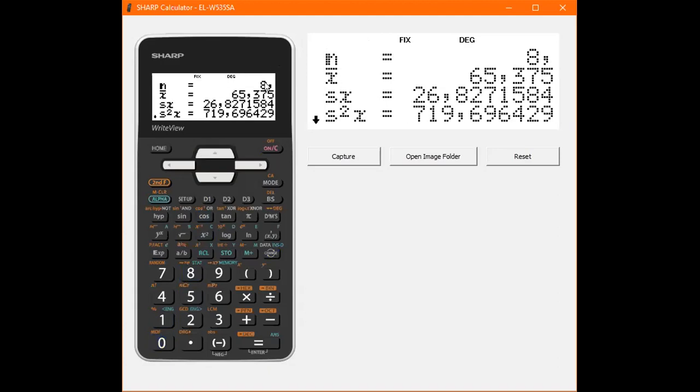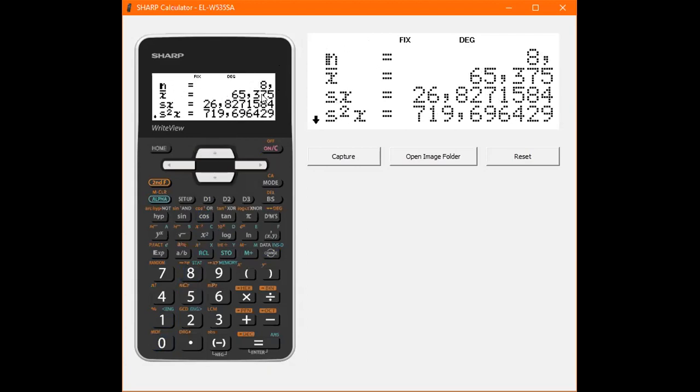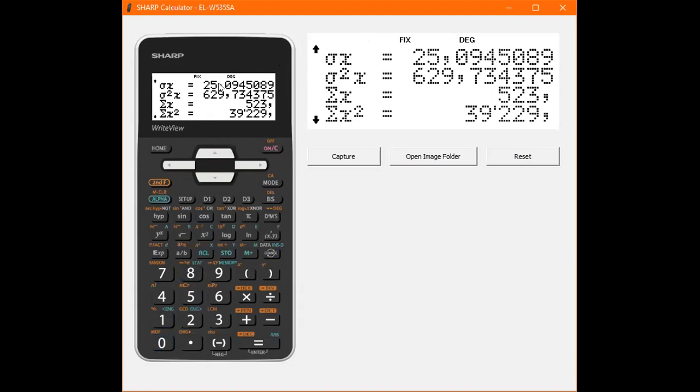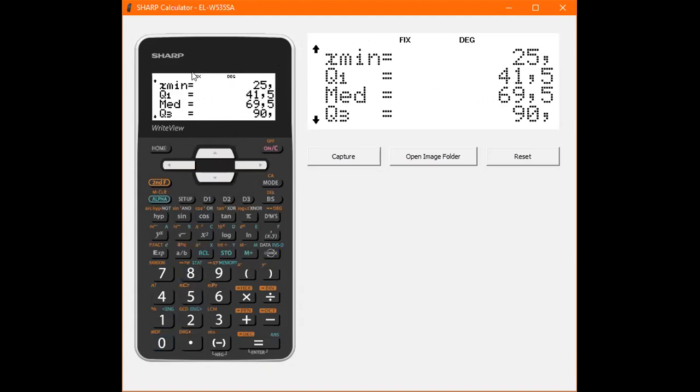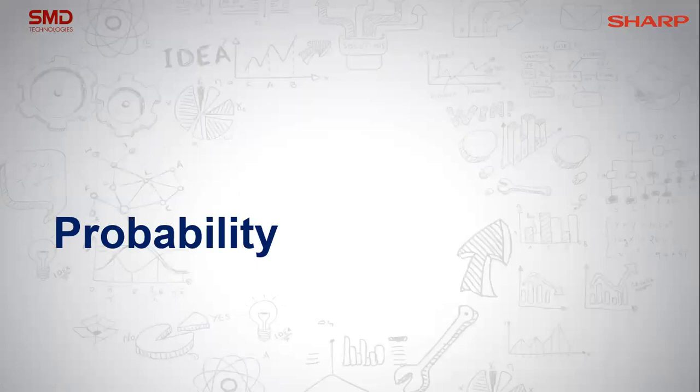So our number of observations is 8. We have an average of 65,375. We don't really use standard deviation in Math Lit, so we can ignore that. The sum of x is 523. And our 5-number summary, which is important, is all here and listed for us on the calculator as well. So minimum, quartile 1, median, quartile 3, and maximum, all on the calculator for you. So it makes statistics really easy for your students as well.